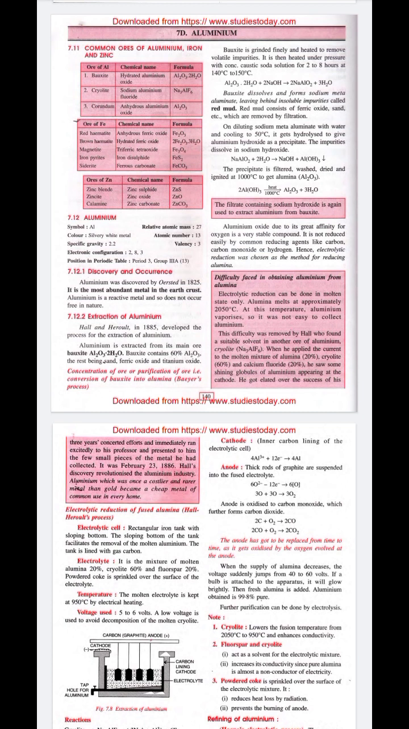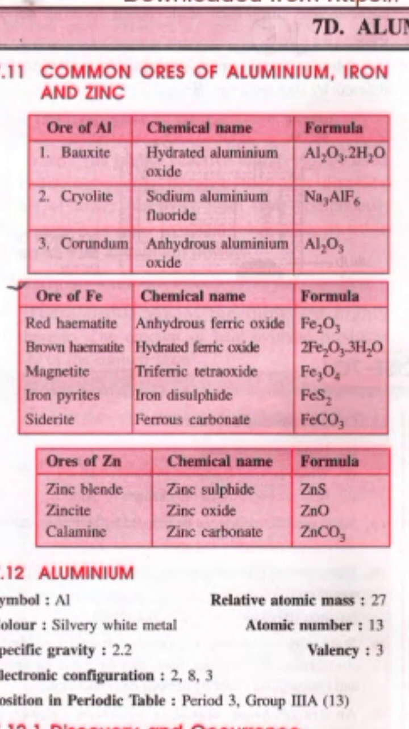These are very important from the exam point of view. These can be asked. So the common ores of aluminium: first is bauxite, which we will learn later. Bauxite is hydrated aluminium oxide, Al2O3.2H2O. Then we have cryolite, which is sodium aluminium fluoride. So there is sodium, aluminium and fluorine in it: Na3AlF6. Then we have corundum, anhydrous aluminium oxide.